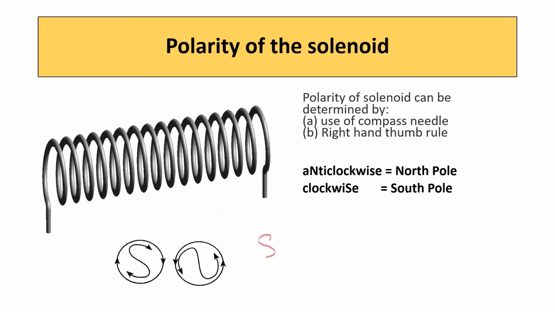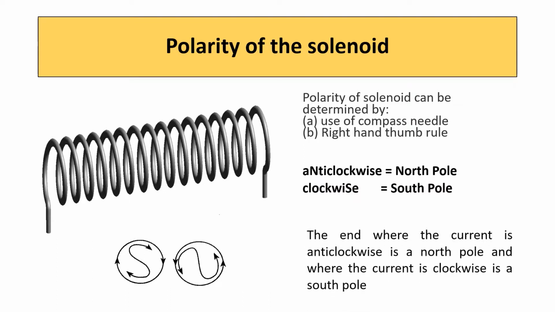When you write S, put arrow mark at the end of the S, and when you write N, you put arrow mark at the ends, and you can look into the direction. This is in this direction, which is clockwise. This arrow mark is pointing in this direction, which is the anti-clockwise. Anti-clockwise is the north pole and clockwise is the south pole. The end where the current is anti-clockwise is a north pole and where the current is clockwise is a south pole.